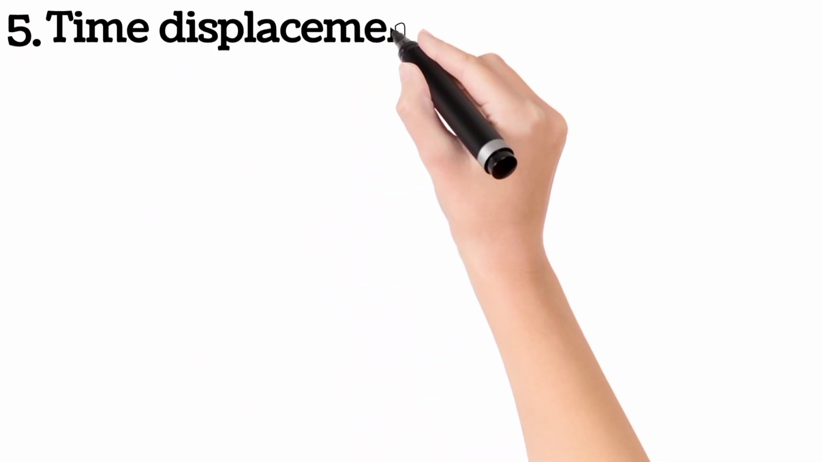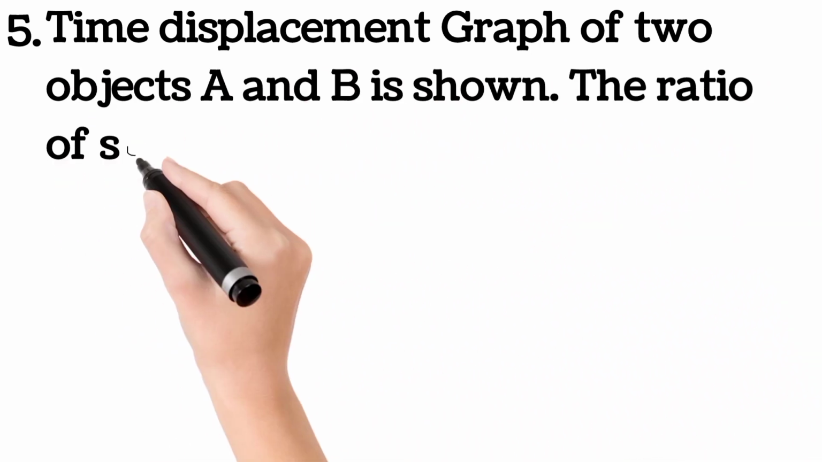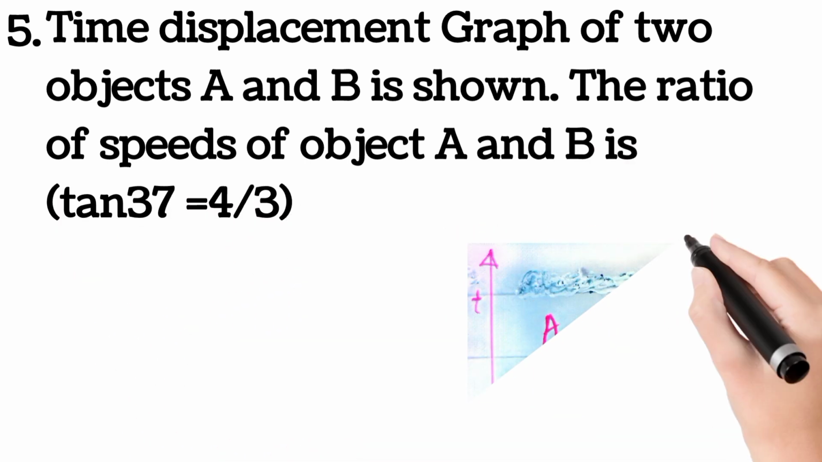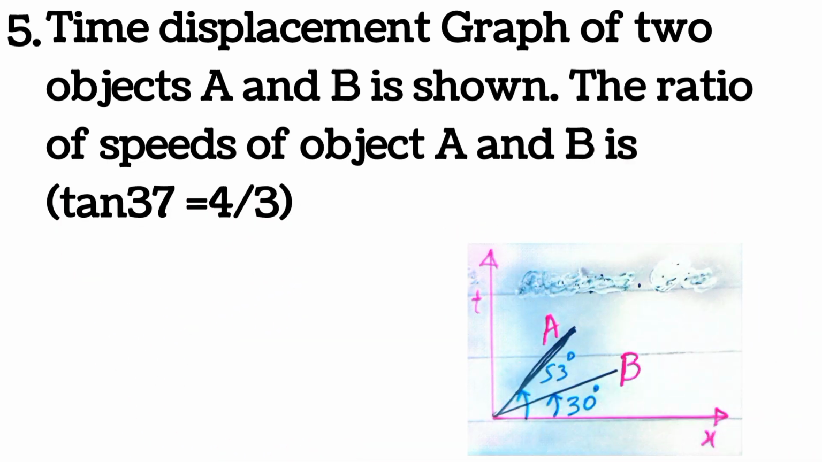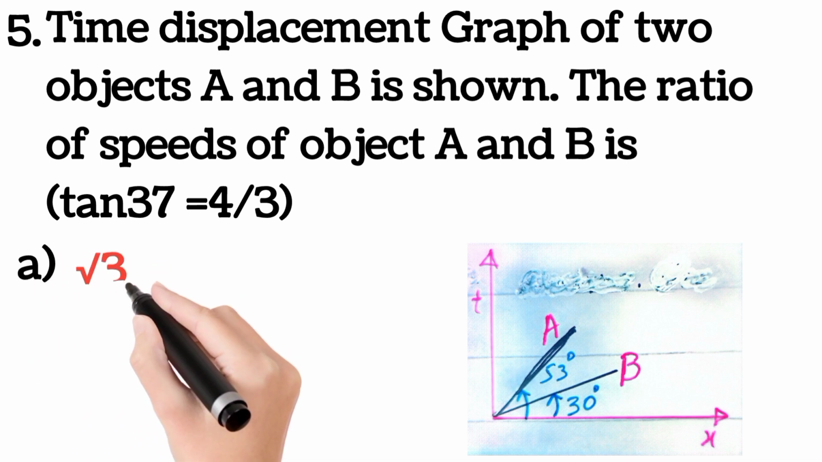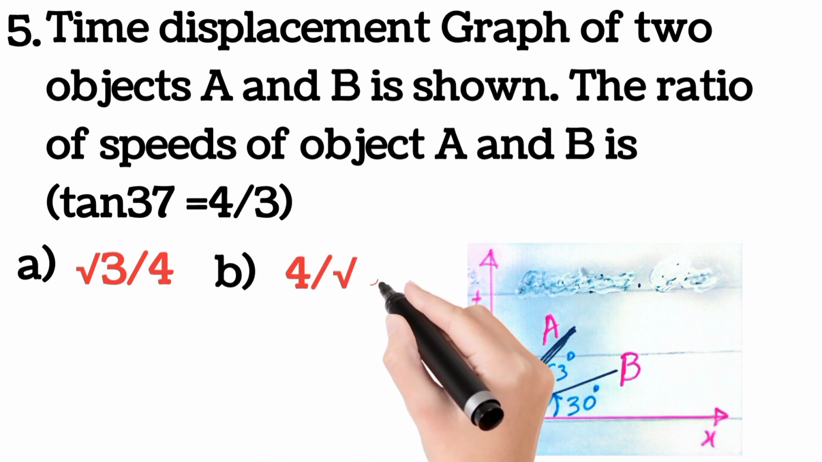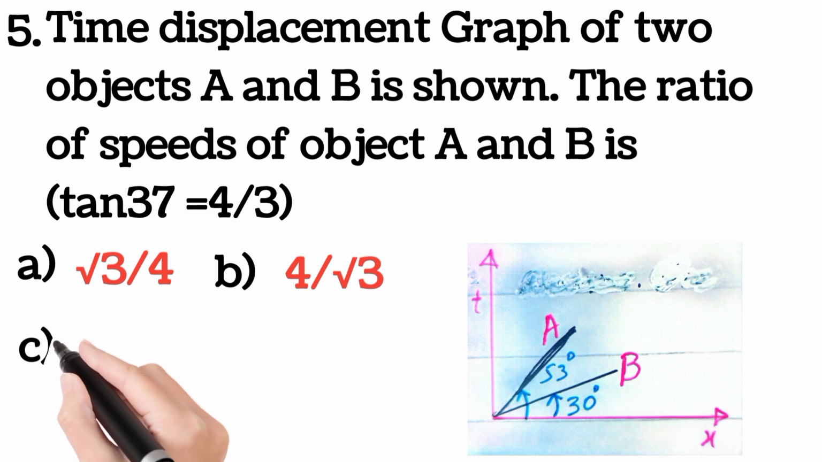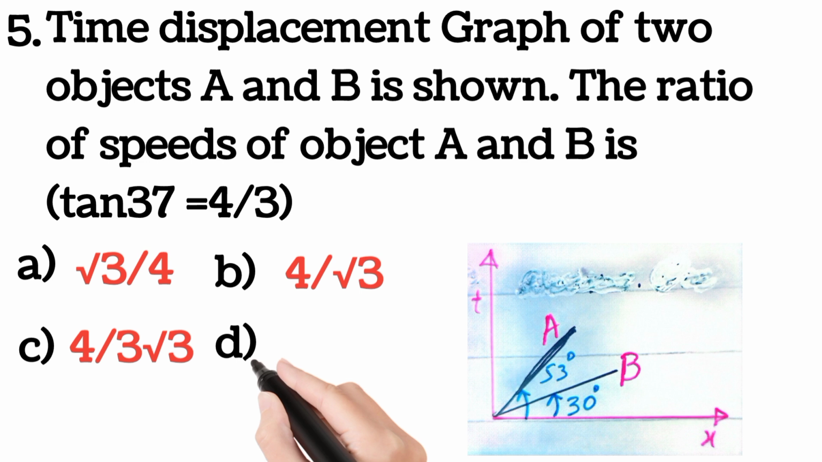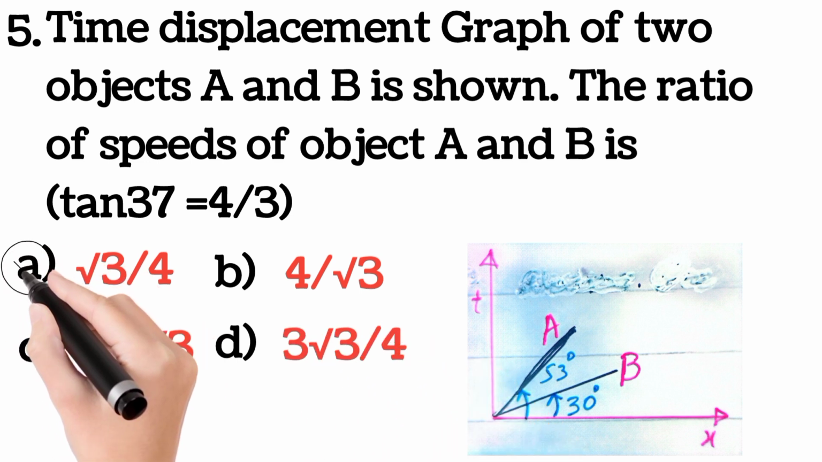The fifth MCQ: time displacement graph of two objects A and B is shown. The ratio of speeds of objects A and B is: if we observe the diagram, there are two objects whose graphs are given. Option A is root 3 by 4, B option is 4 divided by root 3, C option is 4 divided by 3 root 3, D option is 3 root 3 divided by 4. The correct option is A.